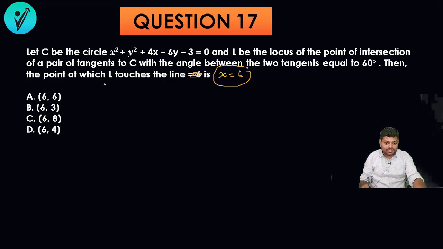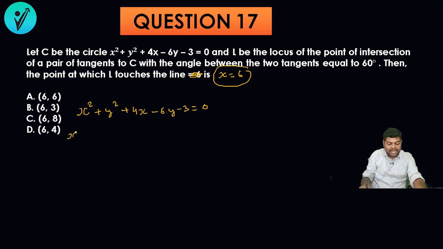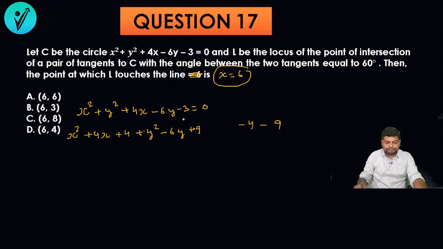First of all, let's decode this circle. It's x square plus y square plus 4x minus 6y minus 3 equals 0. If we complete the square, we have x square plus 4x. To complete it, I need to add 4, so I'm subtracting 4 on this side. Then for the y square term, it will be y square minus 6y. To complete this square, we need a plus 9, so I'm subtracting 9, and we already have a minus 3.